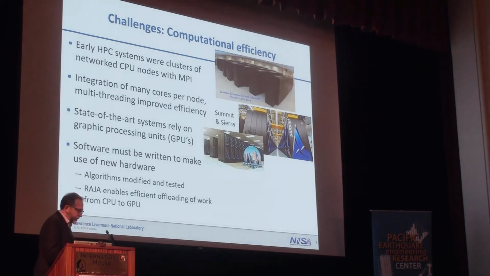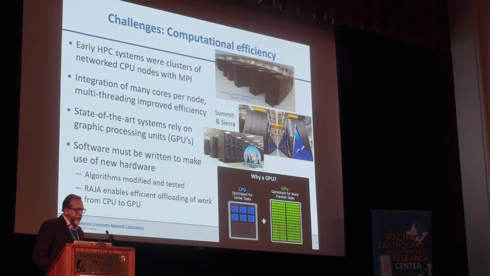Okay, so on to the challenges. In the past, high-performance computers were clusters of networked CPU-based nodes. They communicated with the message passing interface. They later started to pack more cores onto a node, so you could then take advantage of shared memory and use multi-threading, which improved efficiency. Computers now are using graphics processing units to offload the computationally intensive inner loops that we have in finite difference methods or other methods. And the software needs to adapt and be able to take advantage of that.